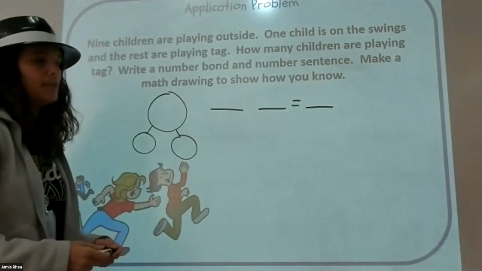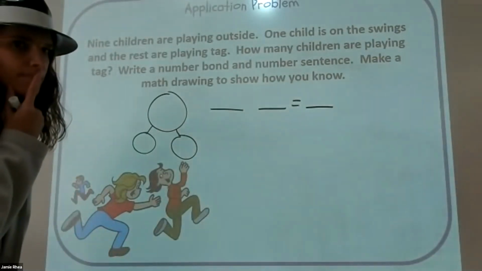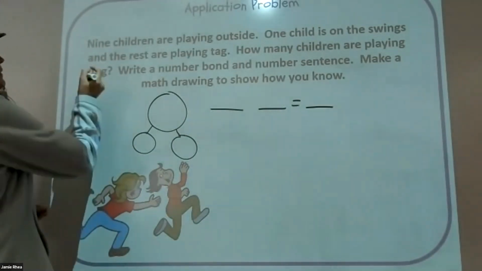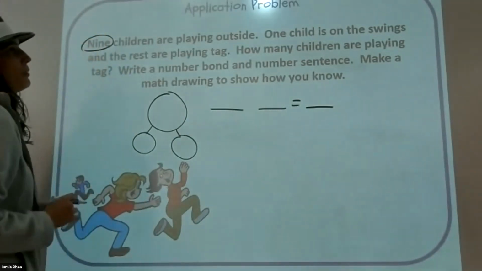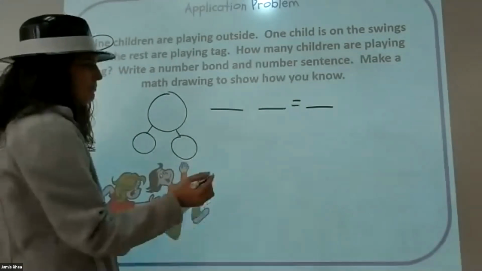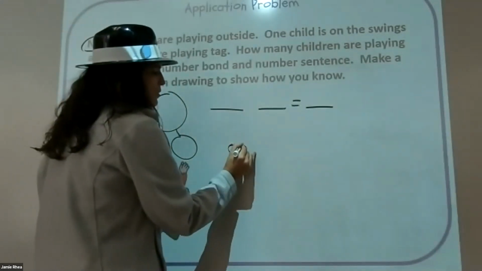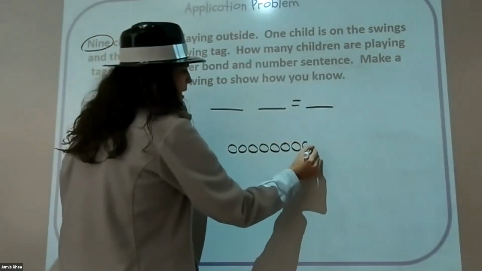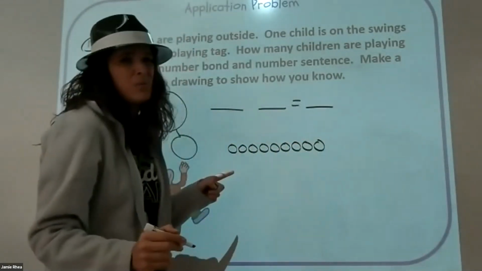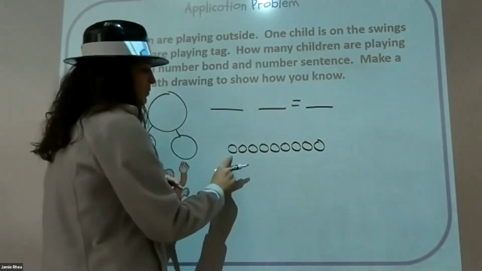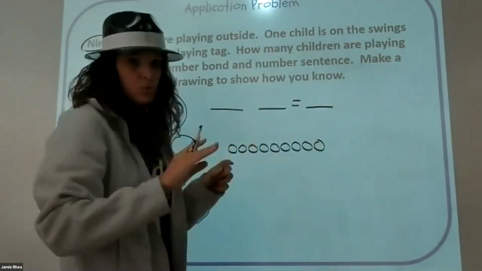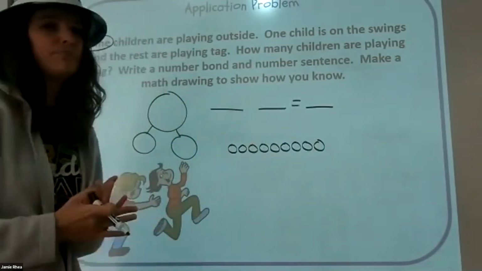9 children are playing outside. I see a clue. I see 9 children are playing outside. I'm going to draw 9. 1, 2, 3, 4, 5, 6, 7, 8, 9. Now I'm going to go back and count, make sure I do actually have 9. 1, 2, 3, 4, 5, 6, 7, 8, 9. Whew, okay, there's a lot of circles to draw.